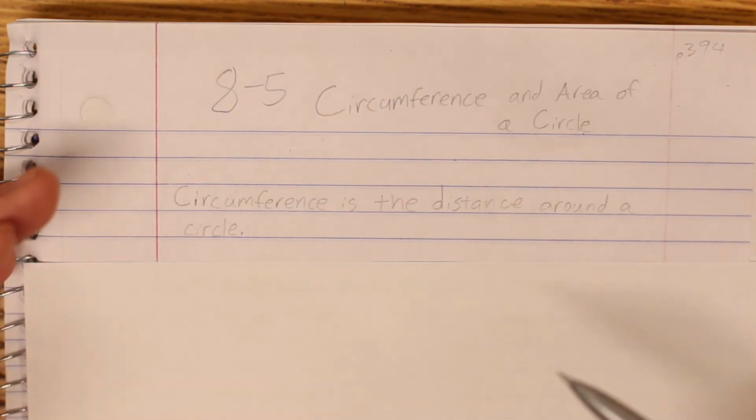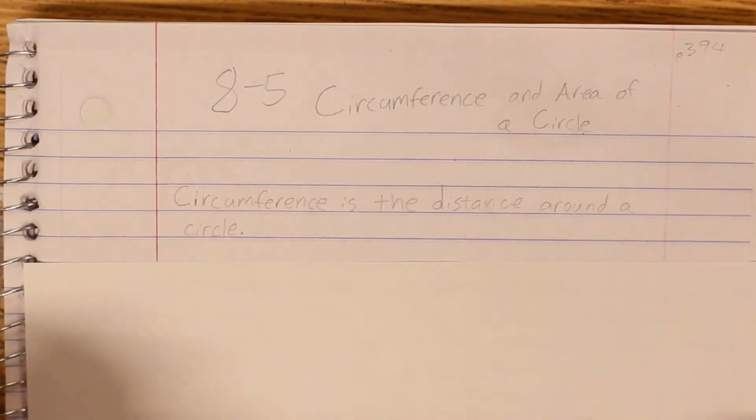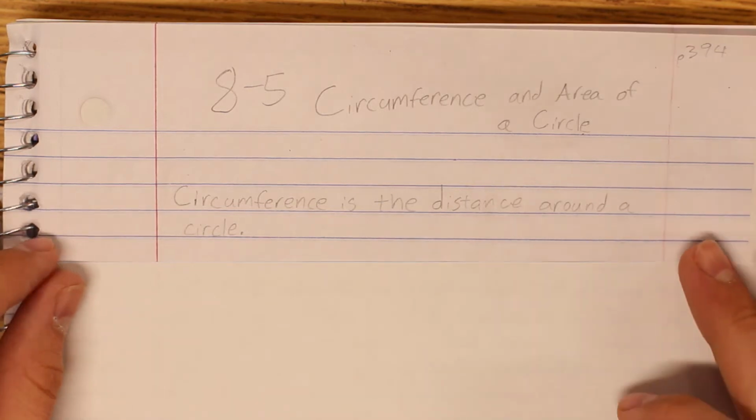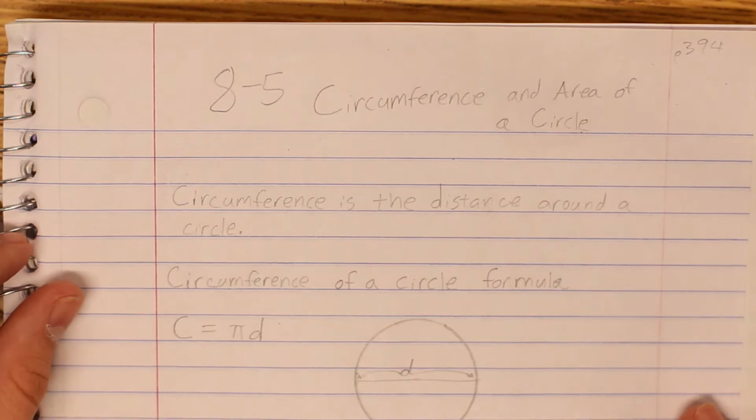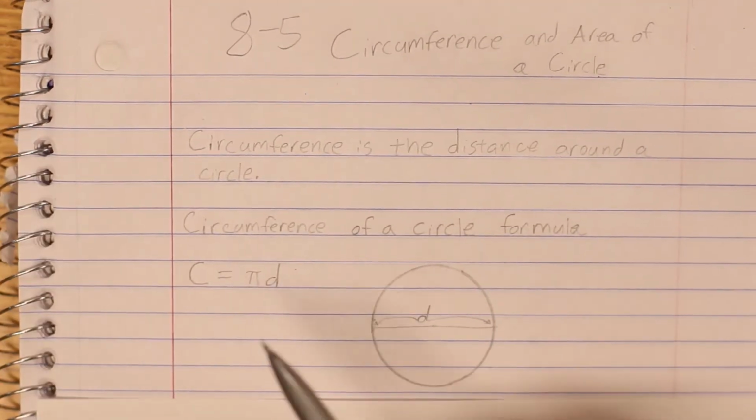So you can kind of think of it like the perimeter of all the shapes we've done so far. We found the perimeter of quadrilaterals and triangles already, and it's just when you add up all the sides. Circles don't have sides, so we don't find the perimeter, we find the circumference. And it's the distance around a circle, and you find it using this formula, the circumference of a circle formula.